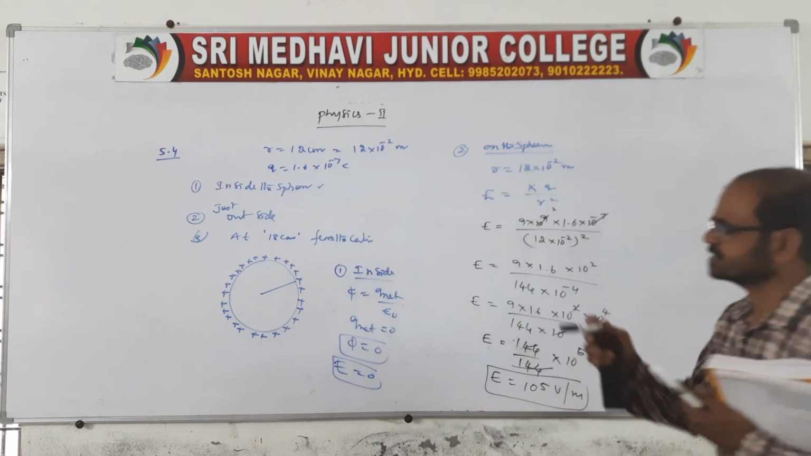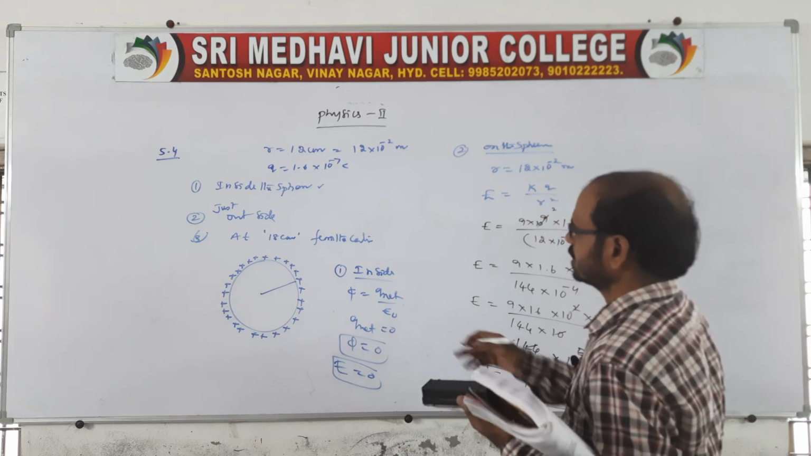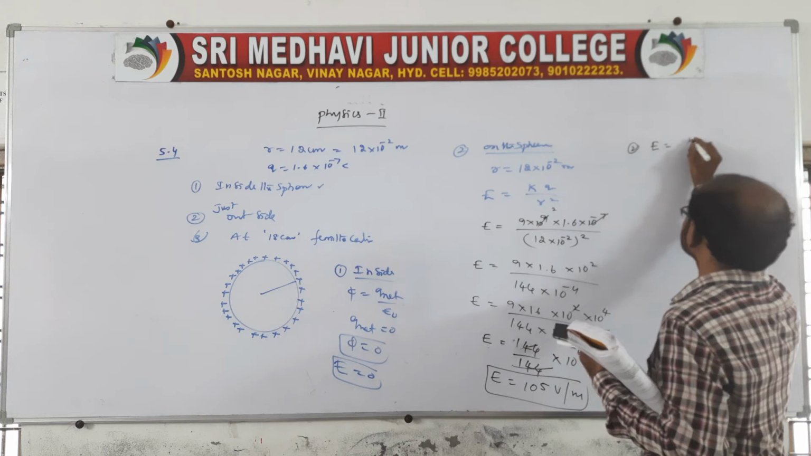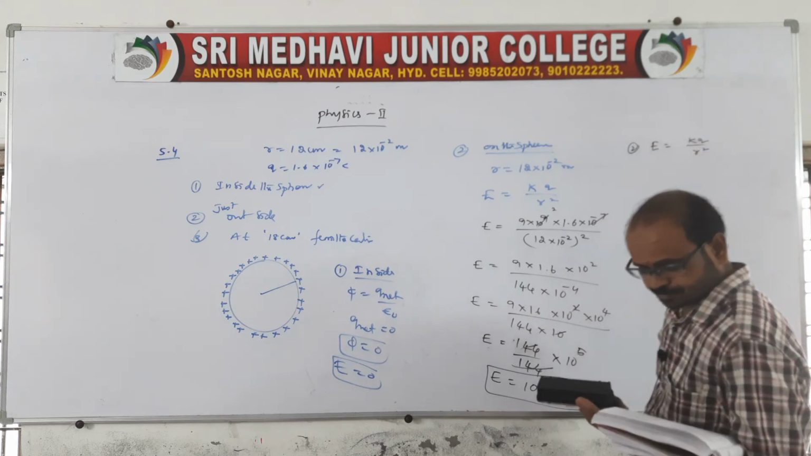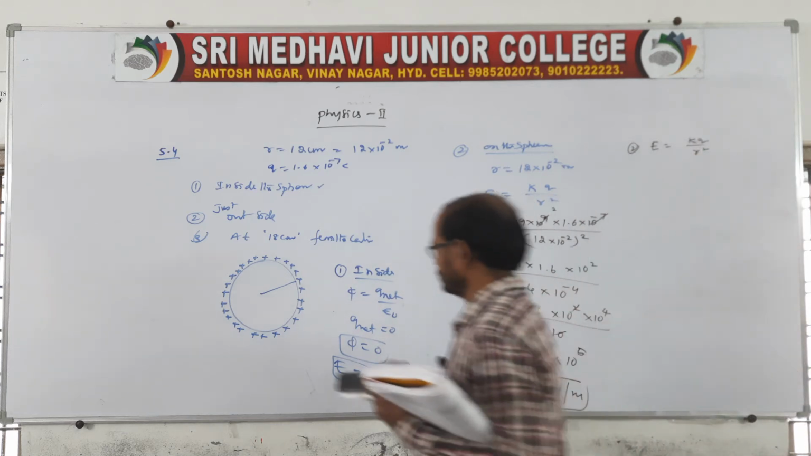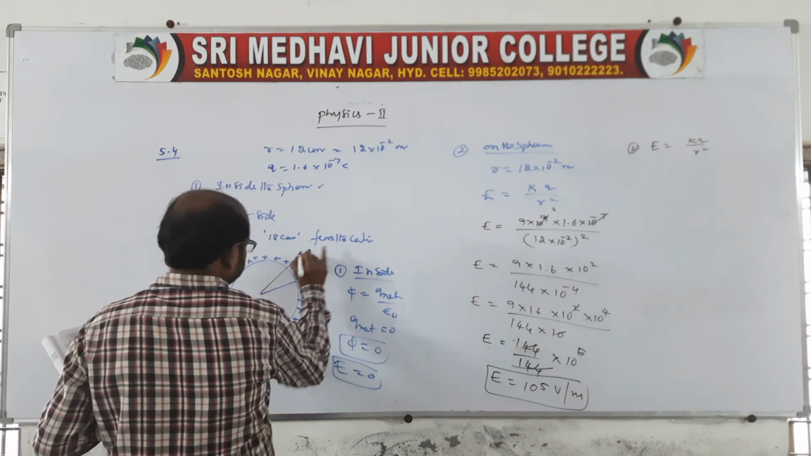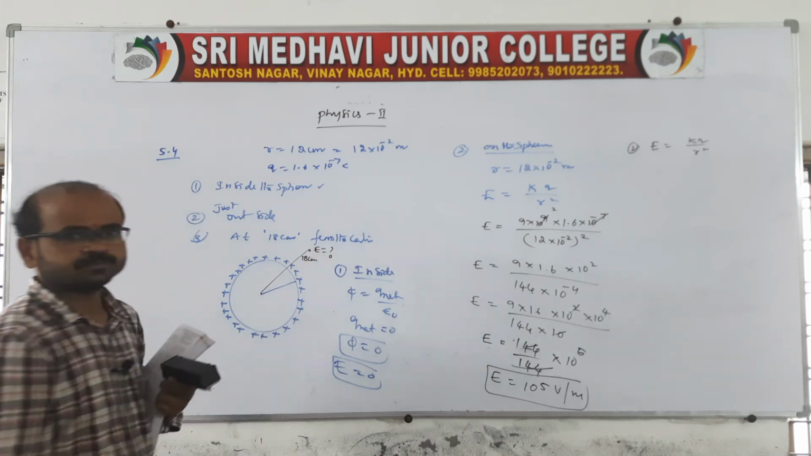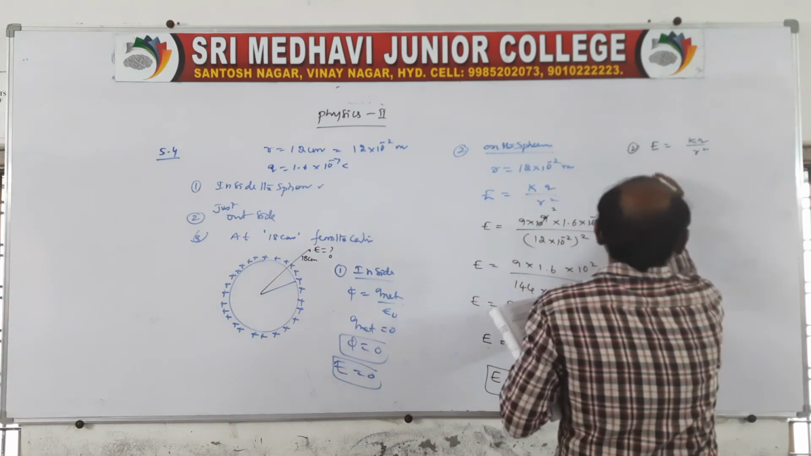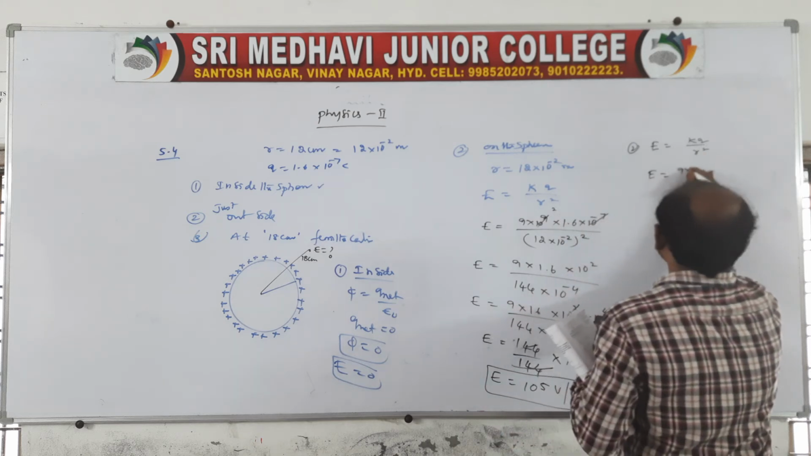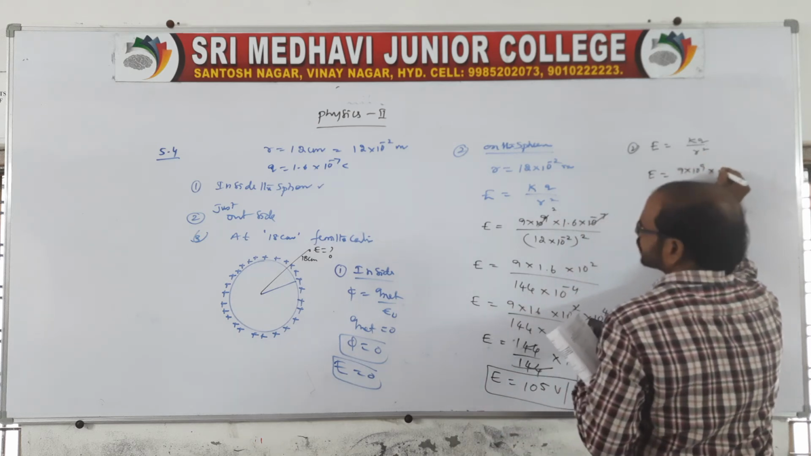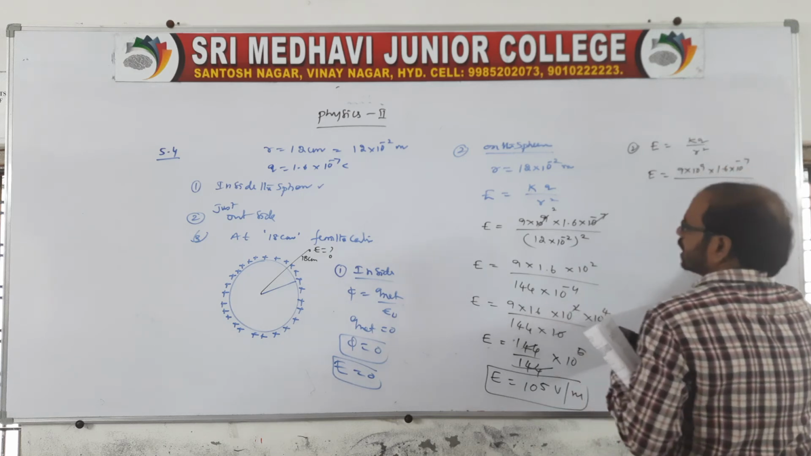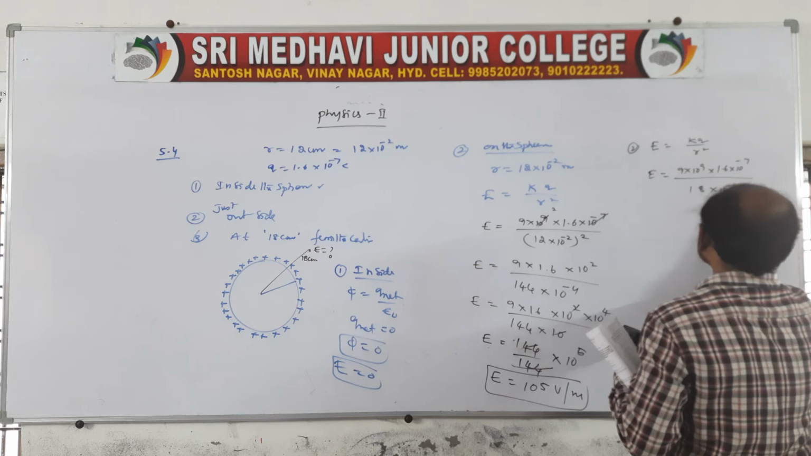Go through these derivations. Here it is asking the third point. It is at 18 centimeter from the center. So here E is equal to K Q by R square. But what is R given? The distance is given as 18 centimeter. So here E is equal to 9 into 10 power 9, Q is 1.6 into 10 power minus 7, by R value, which is 18 into 10 power minus 2 whole square.